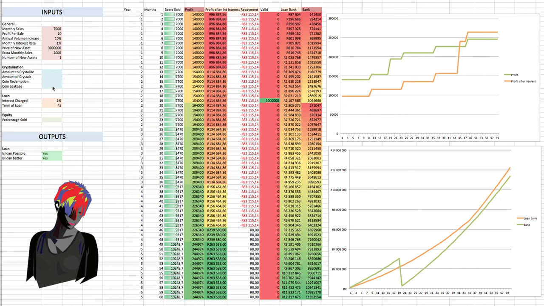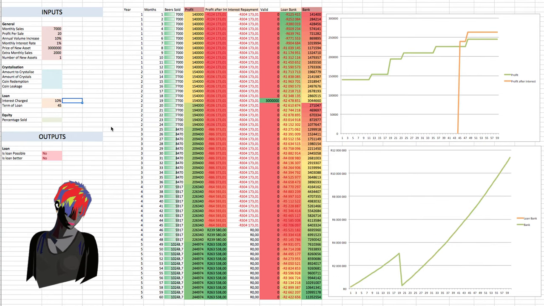So the first thing I'm going to show you is what the model does: it first tells you if the loan is possible and if the loan is better. If we had to charge, say, a very high interest rate, say 10%, you're going to see the profit gets smacked and the bank doesn't ever recover from it. So straight away, it's just going to say no. The loan's not possible because the interest payments are greater than the profit it's going to make.